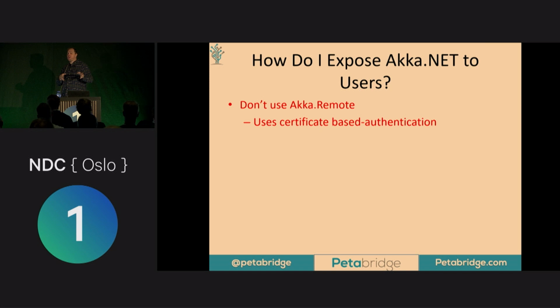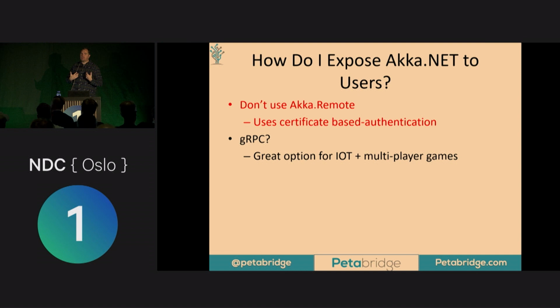Akka.NET Remote's very powerful. And just like exposing a database connection or anything else, you don't want to share that with the outside world. Instead, you typically want to expose perhaps a gRPC endpoint. This is what I'm using in one of my new IoT applications I'm working on. I'm going to expose gRPC. I'm expecting to have in the order of about 250,000 persistent clients connected to my system all the time using this. So we're going to use gRPC for that.